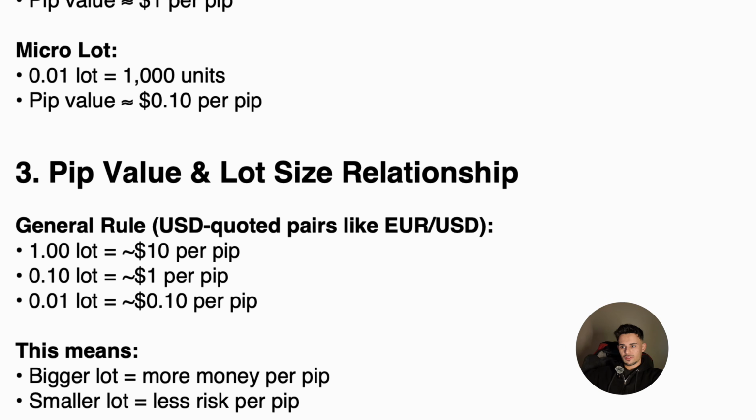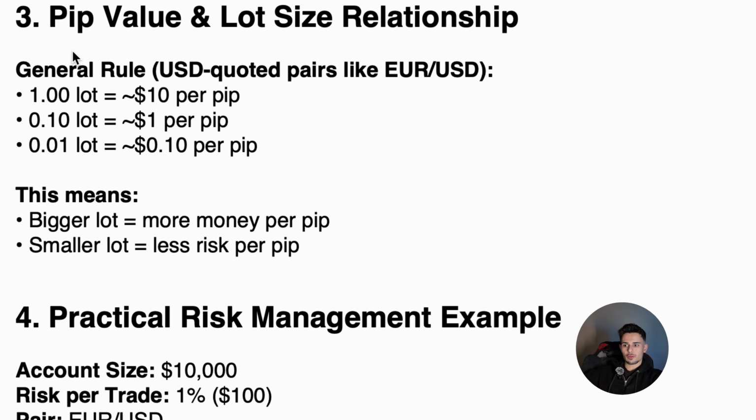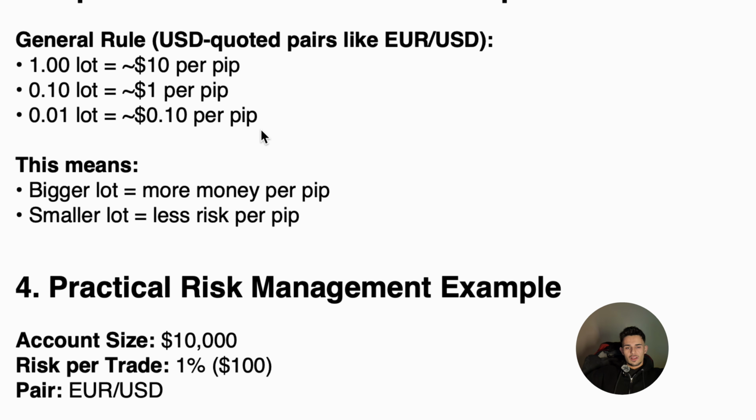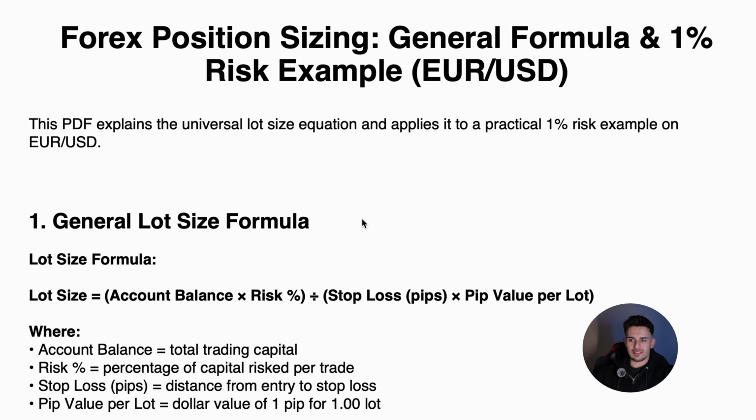The general rules here again: one lot equals $10 per pip, 0.1 lot is $1 per pip, and 0.01 lot equals 10 cents per pip. That means the bigger the lot size, the more money you put into the trade. We will be going over some math, but I promise you guys, this is not boring math like in school. This is very important math that can make you very rich.